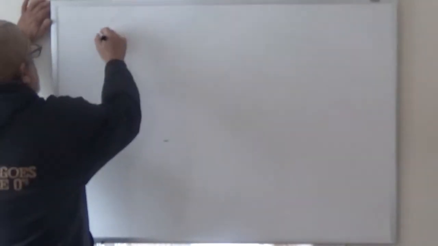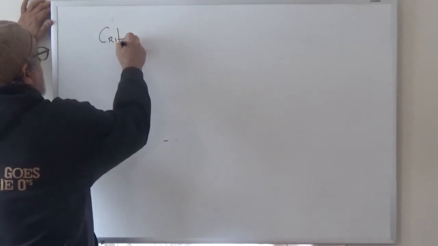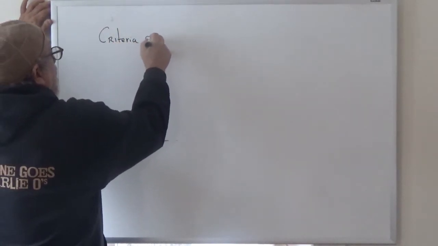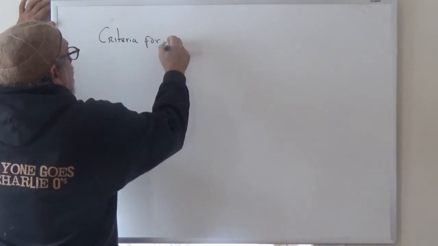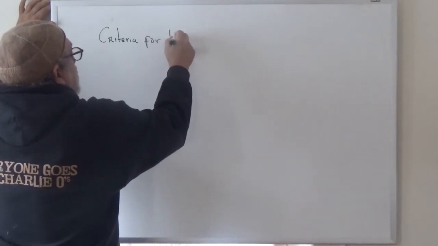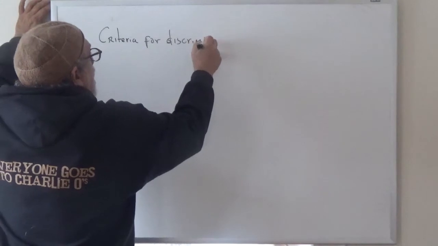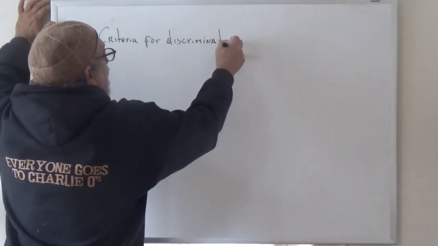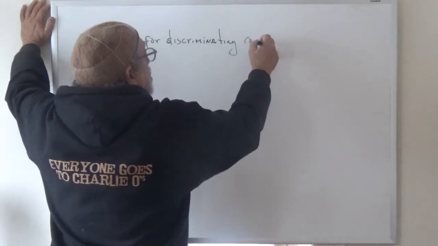Okay, so this is our second part. So we were talking about differentiating computational modes from modes that belong to the physical system. So, criteria for discriminating computational modes.